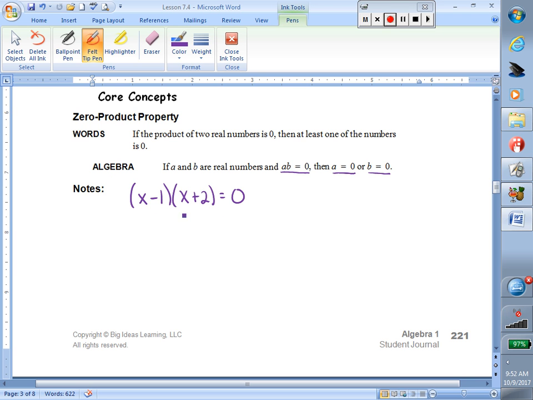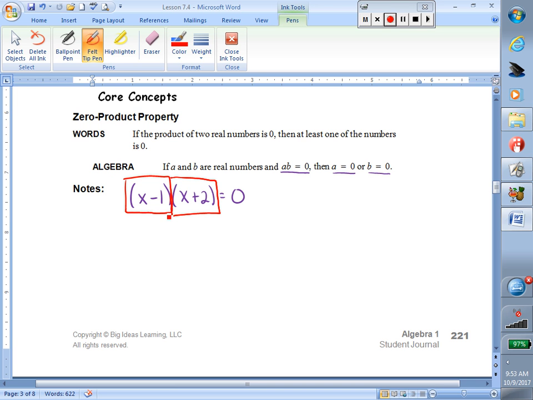We have factored form. Again, it's a product. These two binomials are being multiplied together. When we multiply, we have a product. So if we can get, from multiplying these two things together, either this piece to equal 0 or this piece to equal 0, our product will be 0. Our end result will be 0.